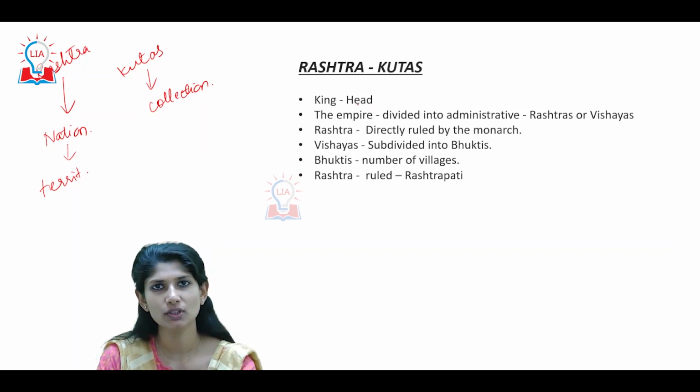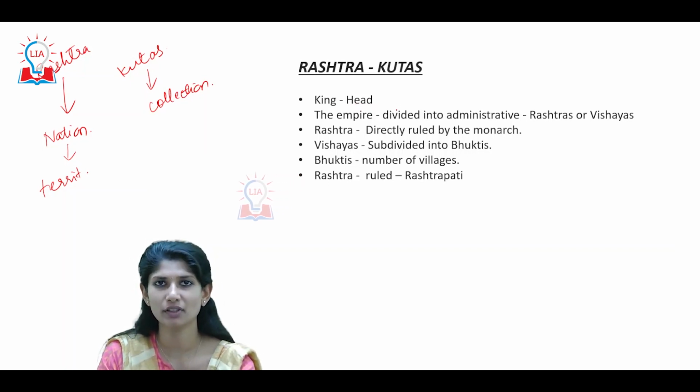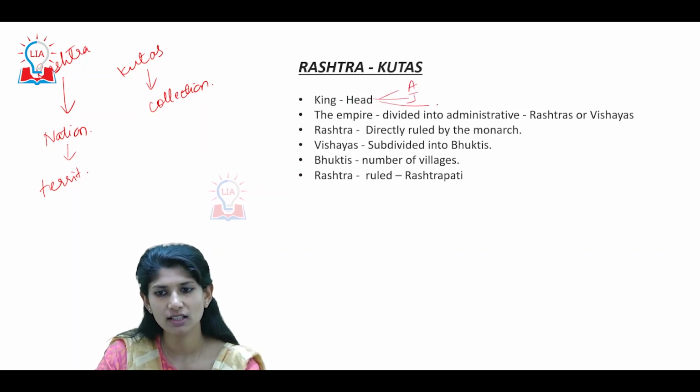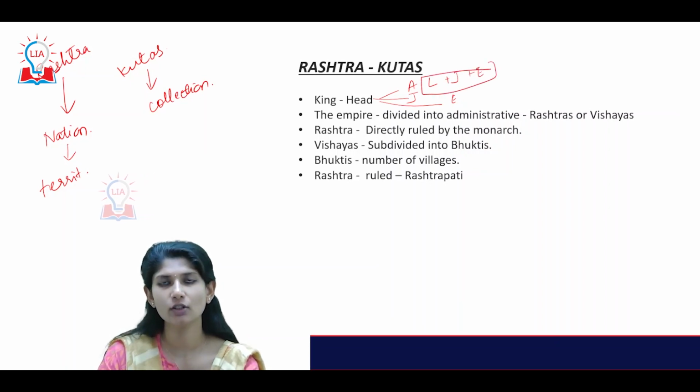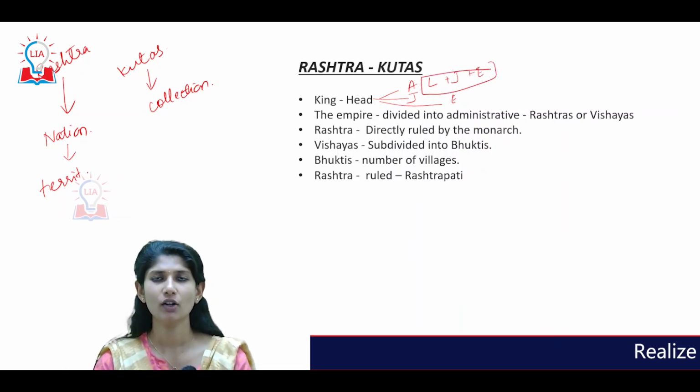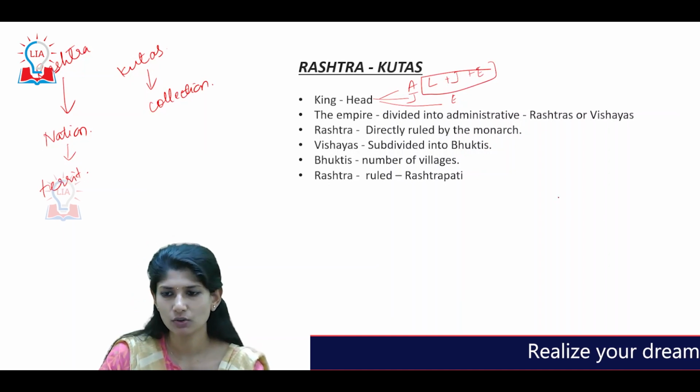Alright, now look at this. In the Rashtrakutas, the king was the head of the administration, judiciary and executive. So basically he was legislative, judiciary and executive. He was the head of all three branches.